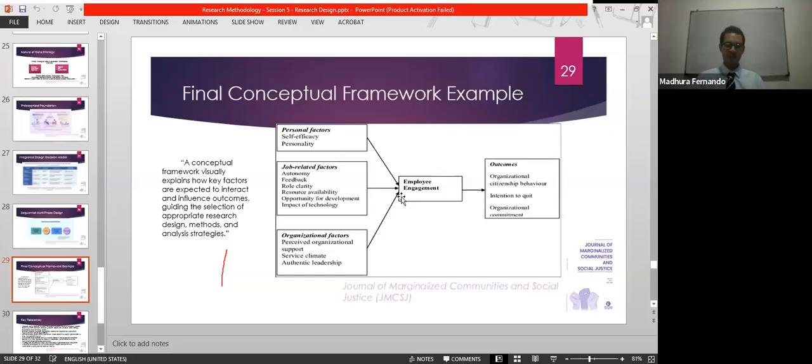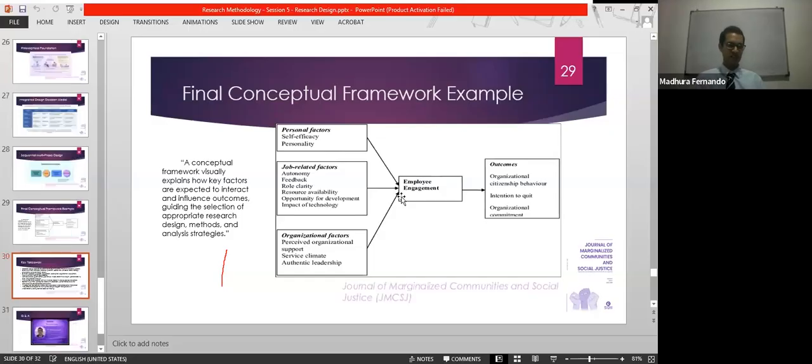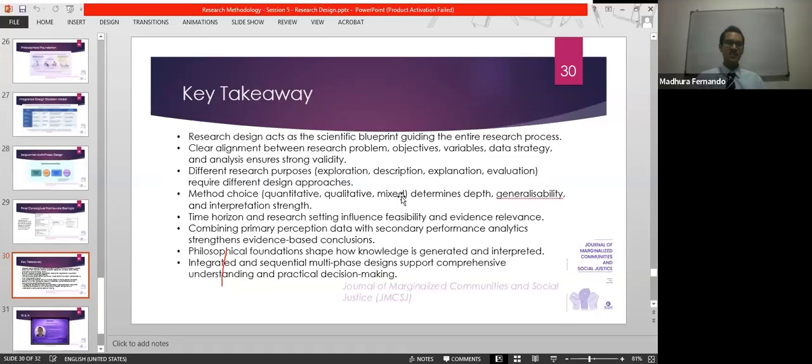Now, key takeaways. Research design acts as the scientific blueprint guiding the entire research process, because once you select the research design, that acts as the scientific blueprint, the plan of your research. It guides your whole research journey. So research design is very important.